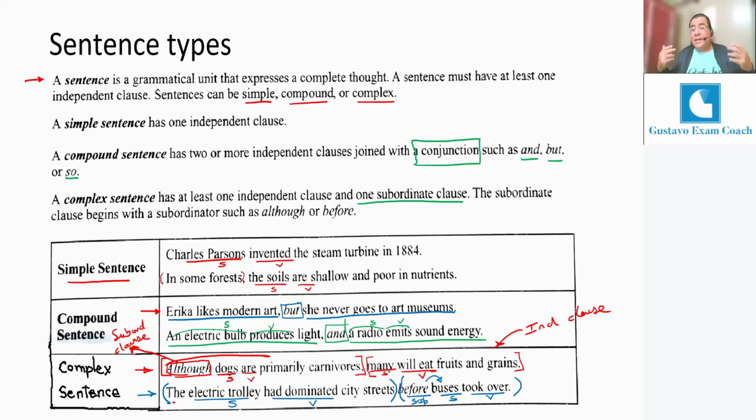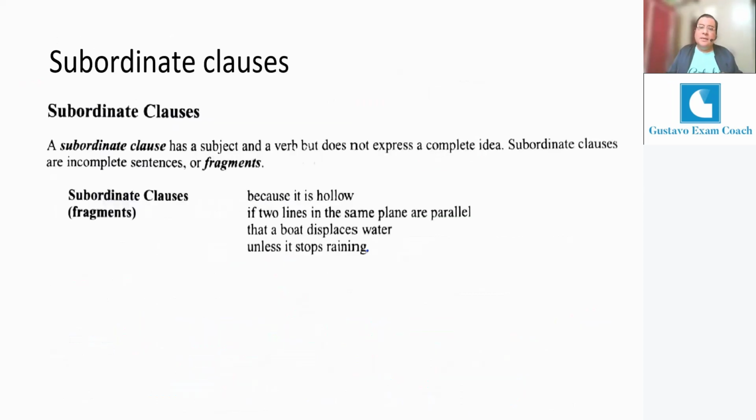And here is, we can say, "Before buses took over, the electric trolley had dominated city streets." Yeah, we can exchange the order of the two clauses. The completeness of this thought will not change. We will have a complete thought all the same. Okay, so we're seeing a few examples of sentence types. Let's now talk about the different types of subordinate clauses that may exist in written English.